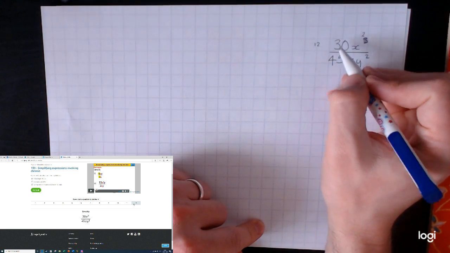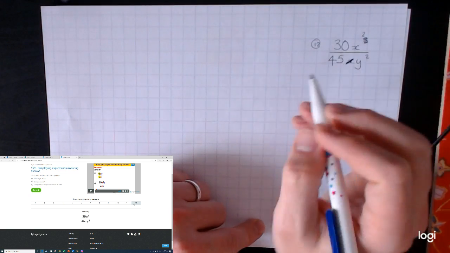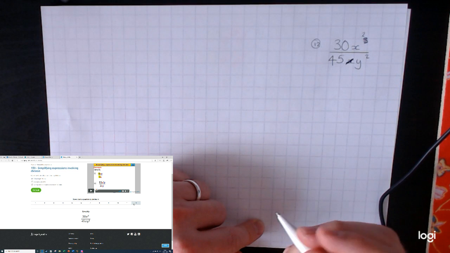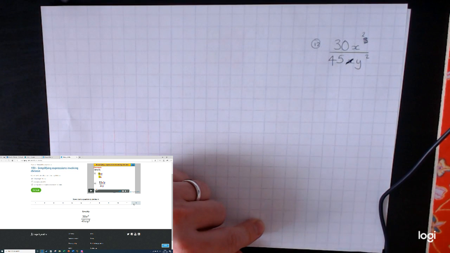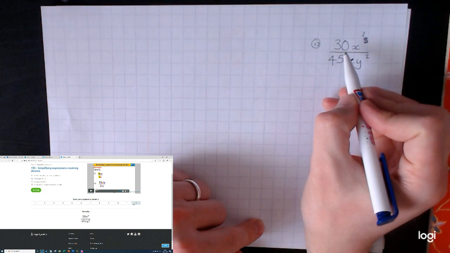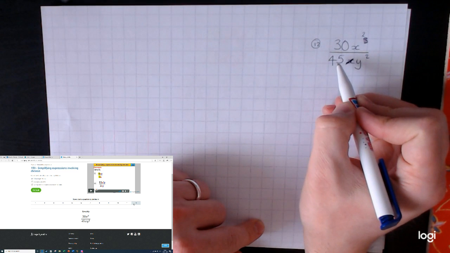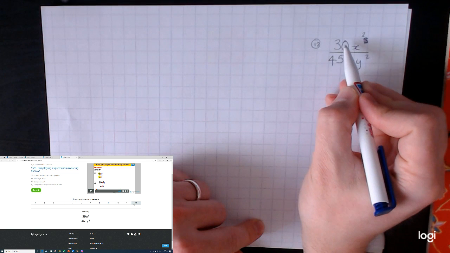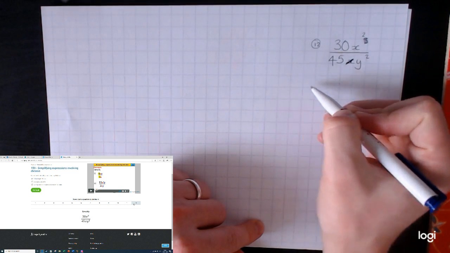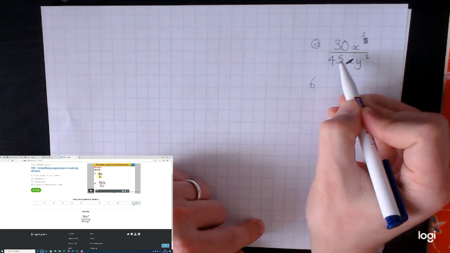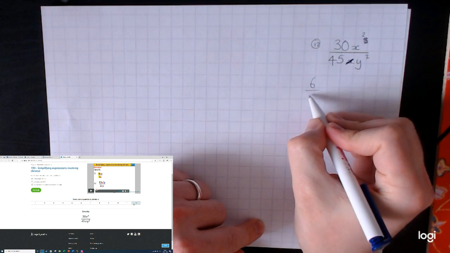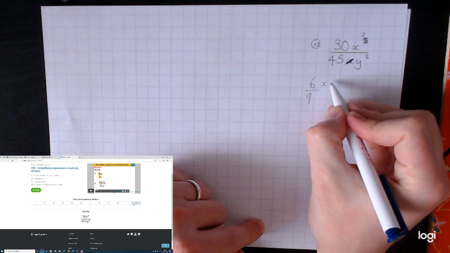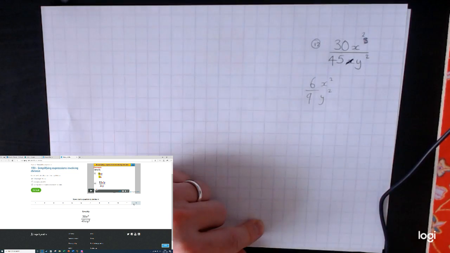Now we're just looking for a numerical factor. Now remember what I said about looking for the highest common factor. So this brings up another common error that I've been seeing when I've been marking them, is people have just looked for 1. So they go, oh, 5. Yeah, I can divide 5 into both of these. So how many 5s are in 30? 6. How many 5s are in 45? 9. So we're going to have 6/9 x squared on top, y squared on the bottom, sorted.